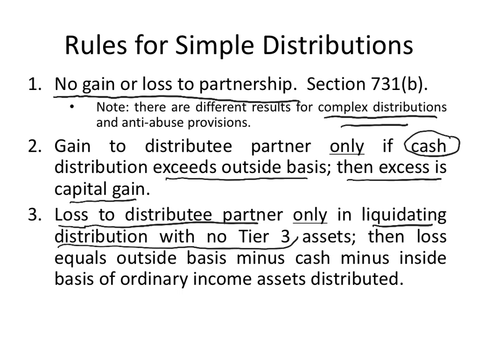So there's no Tier 3 assets. The loss will be whatever the remaining outside basis is, whatever's left after you get past Tier 2. Okay? And it'll be treated as a capital loss. So when I say the loss equals the outside basis minus the cash, which is Tier 1, minus the inside basis of ordinary income assets, that's Tier 2. So it's pretty much whatever's left after Tier 2.